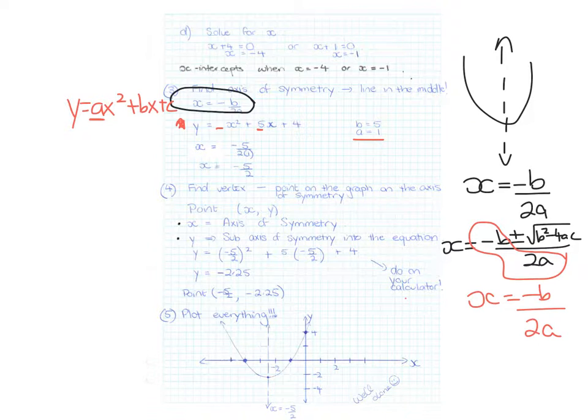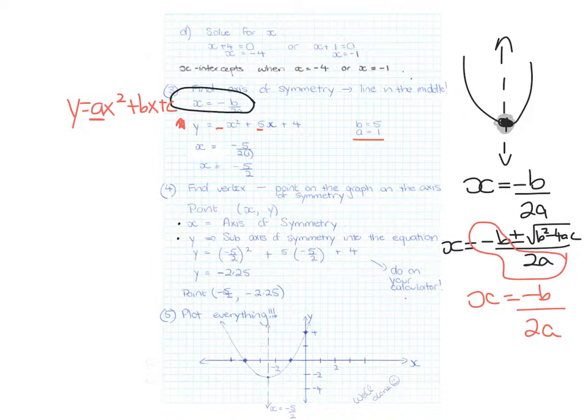The final thing we need to remember is the vertex. The vertex is the point that lies on the axis of symmetry. If we think about this graph over here, it lies on the graph and on the axis of symmetry, right there. It's that point there.